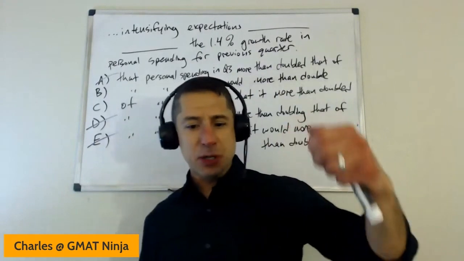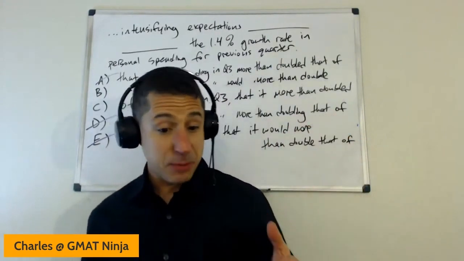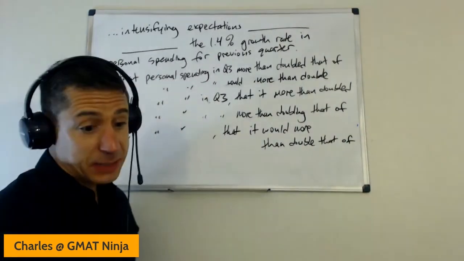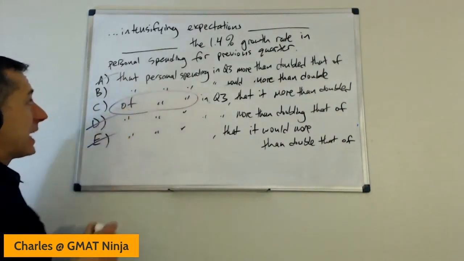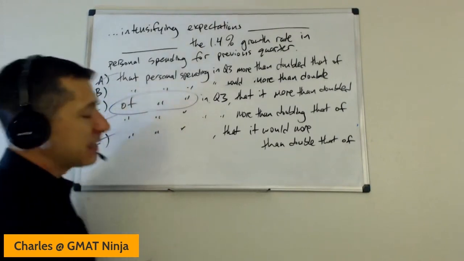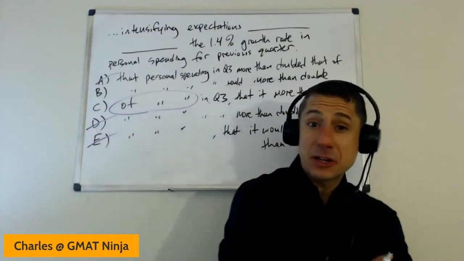Intensifying expectations that personal spending in B of the quarter would more than double the growth rate. Okay, personal spending would double the growth rate in personal spending. That's pretty good. Intensifying expectations of personal spending. Apologies for the ditto marks. Intensifying expectations that something occurs.